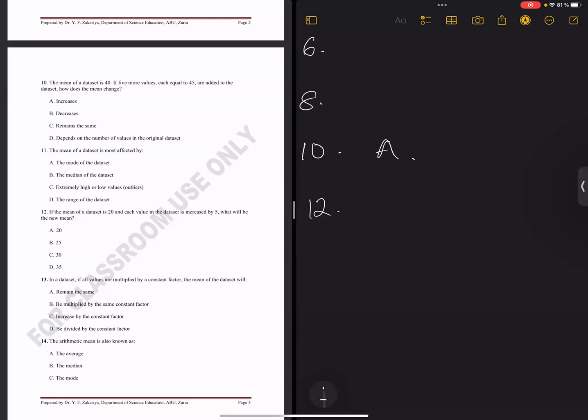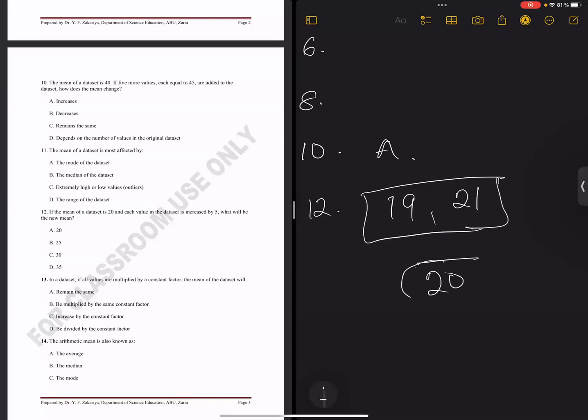Let me tell you this now. 19 and 21. The mean of this data set is 20. Do you agree? Just 19 plus 21 divided by 2. You can see that this one is not 20. This one is not 20.